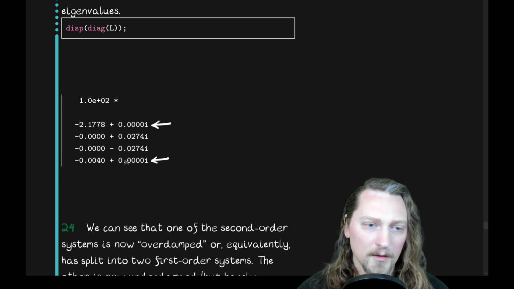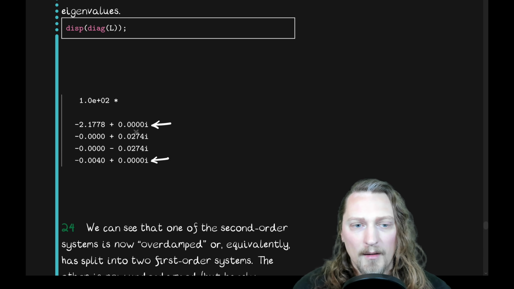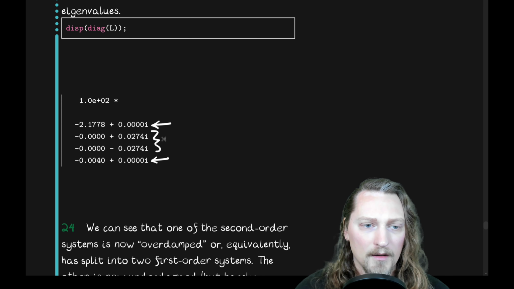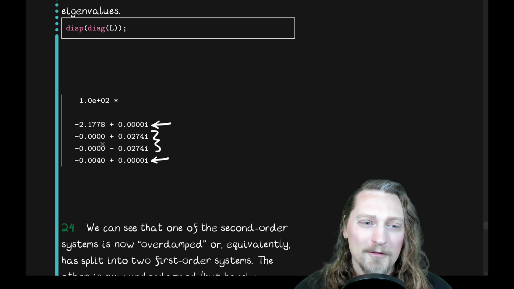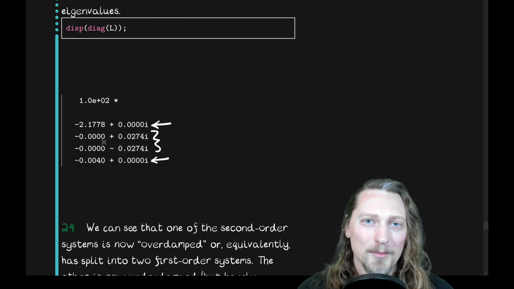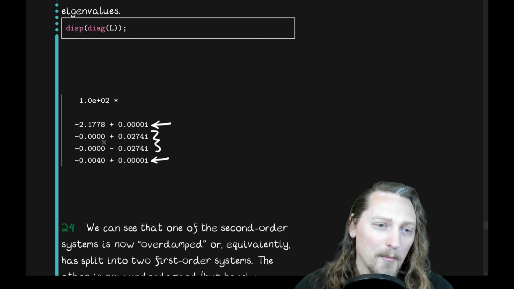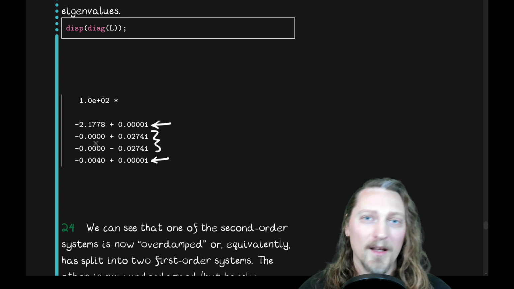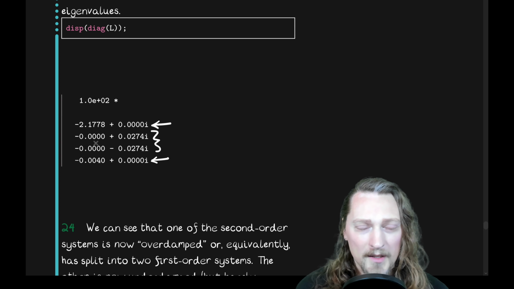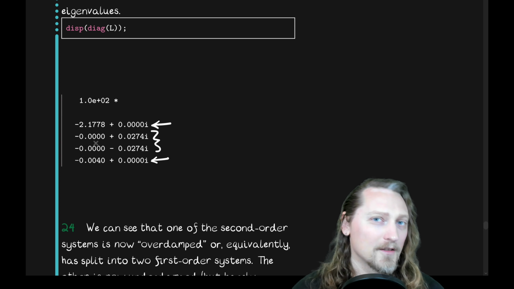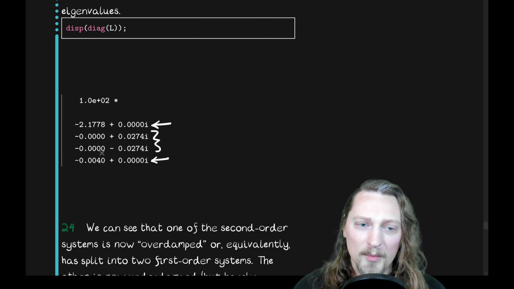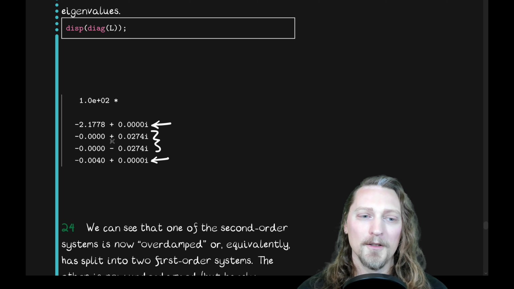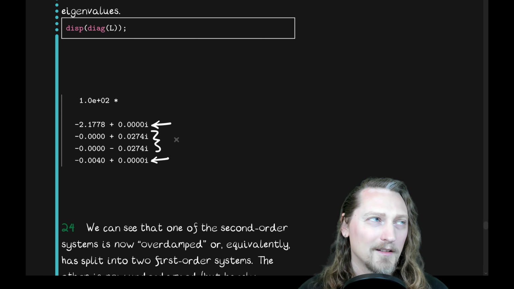Looks again to be completely real. These look to be completely imaginary. This pair here looks to be completely imaginary. However, we've only printed out 4 decimal places here. So in fact, there's a small real part here that's not negligible. Negligible would be 10 to the minus 14 or something like that. The real part here isn't completely negligible, but it's still very small.